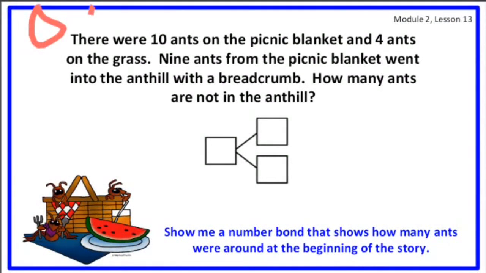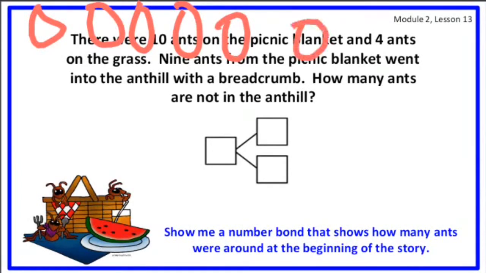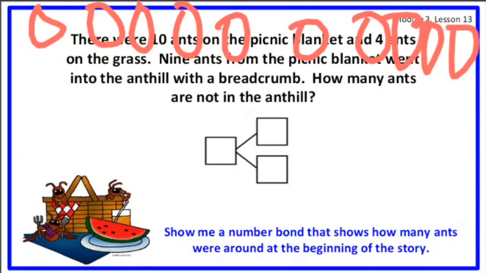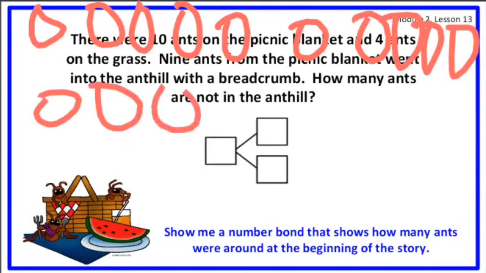1, 2, 3, 4, 5, like we did before. 6, 7, 8, 9, and 10. And 4 ants on the grass. So I'll draw my 4 down here. 1, 2, 3, 4. 9 ants from the picnic blanket went into the ant hill with a breadcrumb.